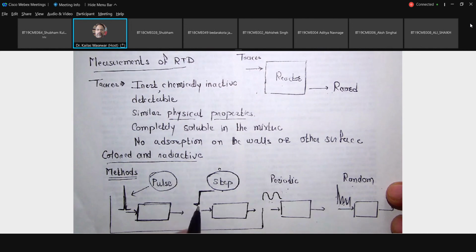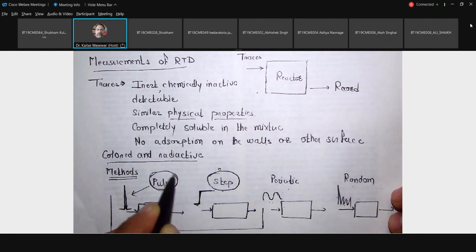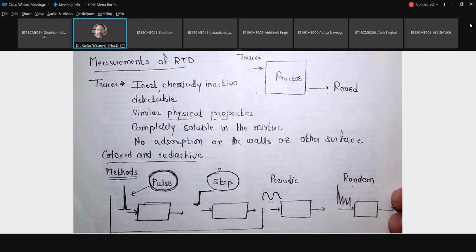So in all three cases, more tracer will be required, but in the pulse it is just a fraction of the total volume of the reactor. So that's why mostly the pulse input is preferred for measuring residence time distribution. Okay.